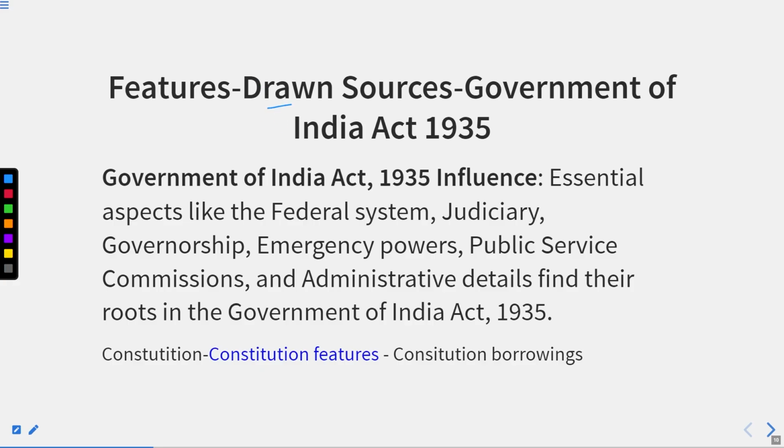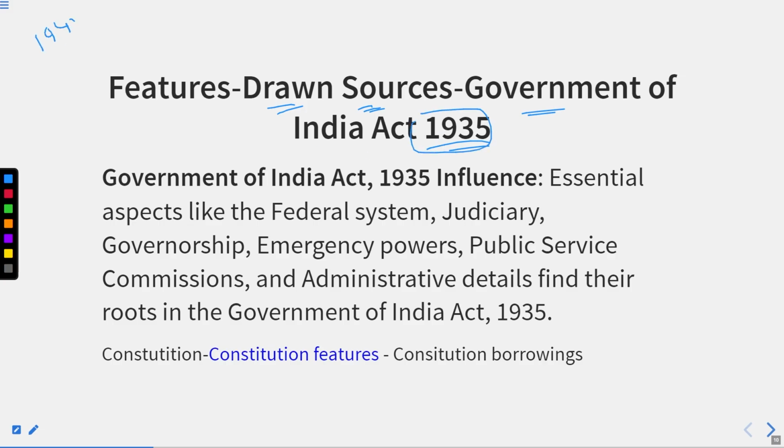In drawn sources, we have taken three things into consideration while making the constitution: British rules and policies. Second one was borrowed things from other constitutions. And third was the newly introduced concepts during the Constituent Assembly or after it. In drawn sources, thereafter we have the Government of India Act 1935.